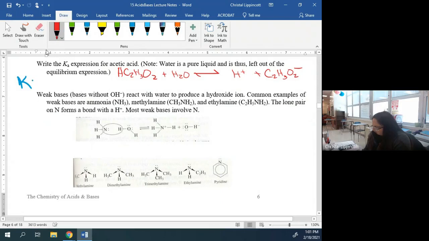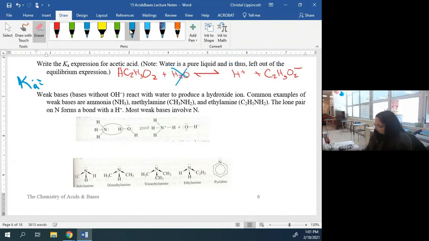Now, Ka equals. Our Ka expression then is going to be our products here over our reactants, but we don't put water in the equilibrium expression. Pure water is left out, okay? And I did not underline that. Meant to underline it, didn't work so well. Okay, so pure water is left out of the equilibrium expression.